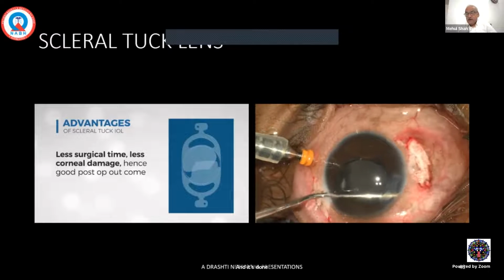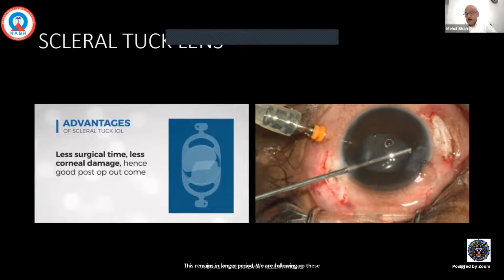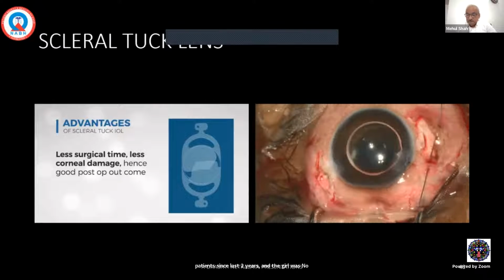This remains for a longer period. We are following up this patient since last 2 years. And the girl was no PL. She is having 6/12 vision.